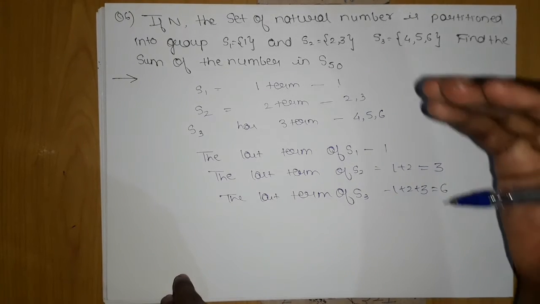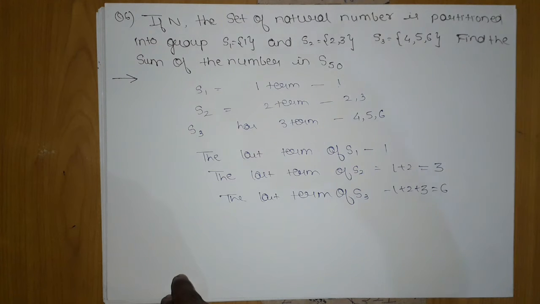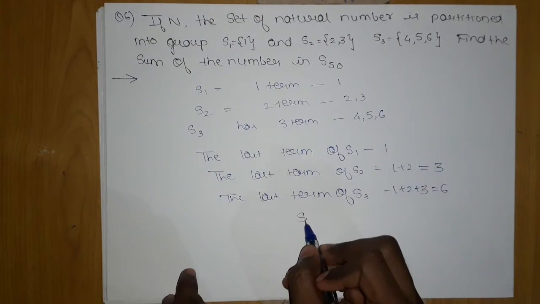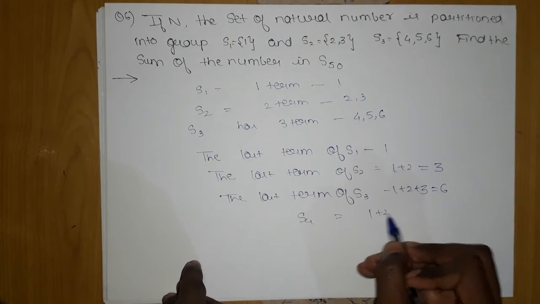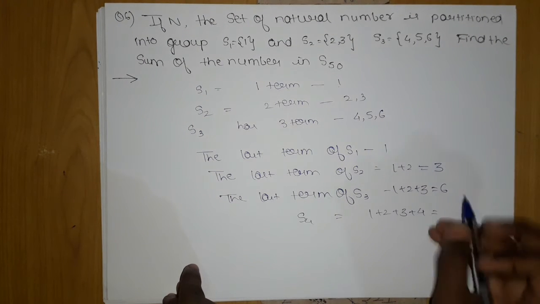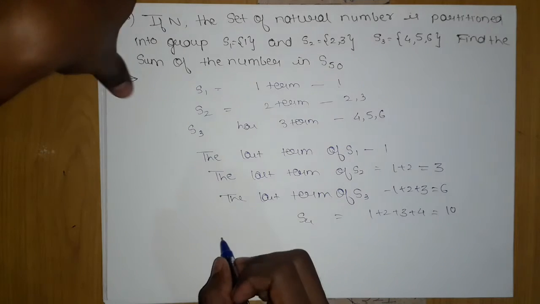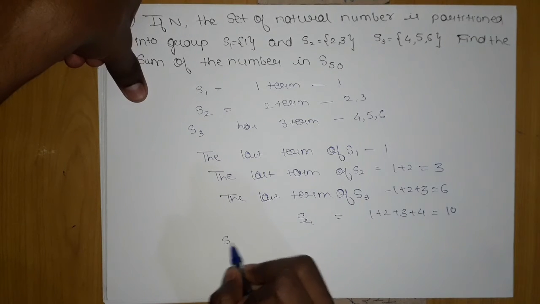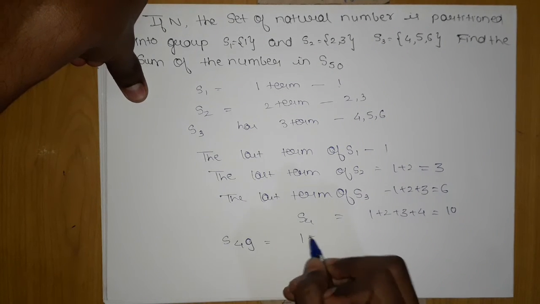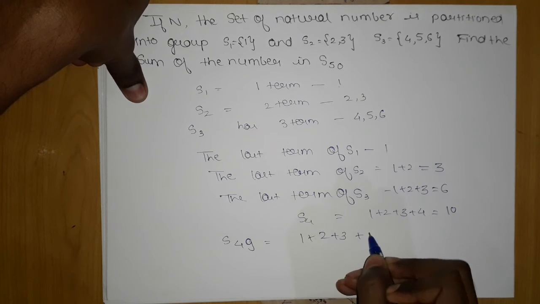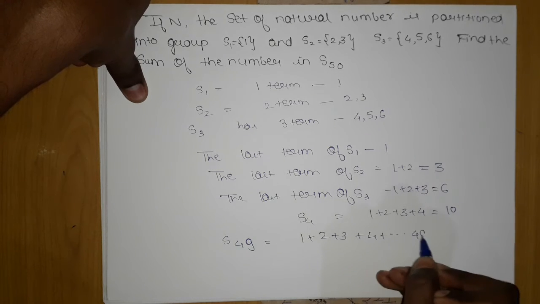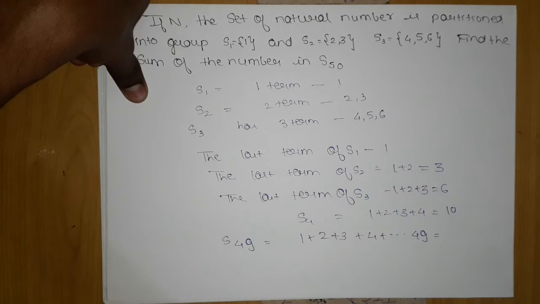So until the number before, we have to add. If I want S4, we will add the numbers from 1 to 4. So S4 will be 1 plus 2 plus 3 plus 4, which will give me 10, like that. So what will be S49? S49 will be 1 plus 2 plus 3 plus 4 and so on till 49. So let's find the sum of this.